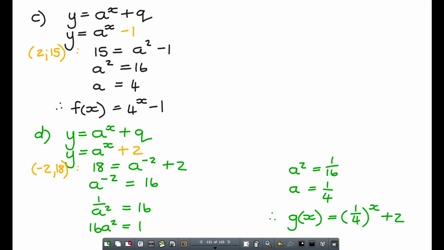At C, we actually have an asymptote. That graph moved down 1 unit, so that's why my Q value is going to be minus 1. En dan is het selfde stappe van daar af, stel die punt in, né? By D.